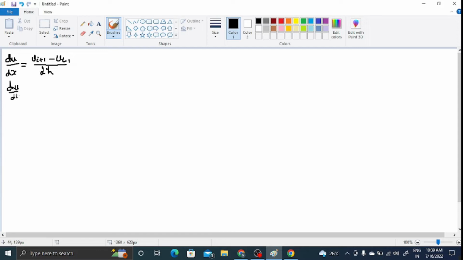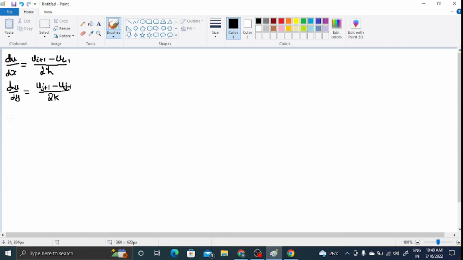Okay, so if it is with respect to y, then we have to write du by dy is equal to u j plus 1 minus u j minus 1 divided by 2k, where k is the period of y, j is the current point of y, j plus 1 is the next point of y, and j minus 1 is the previous point of y. If u is a function of both x and y, then in the x function we have to include j, and in the y function we have to include I also. That is a different thing.